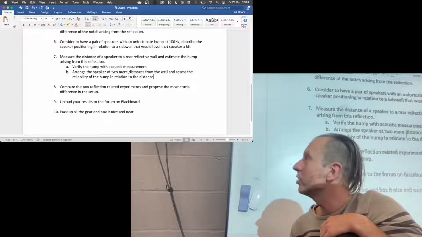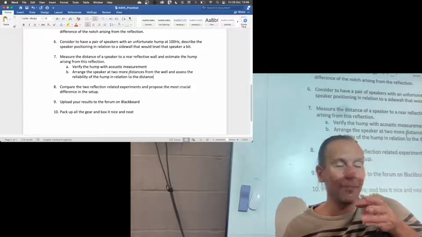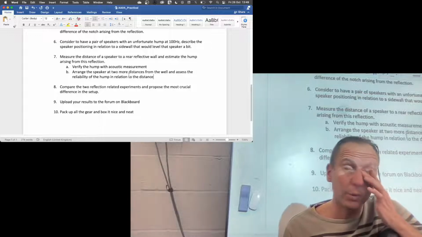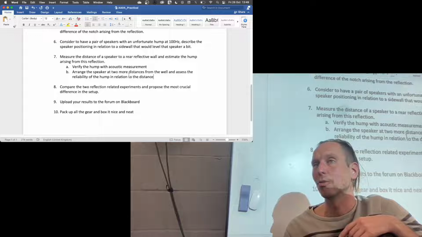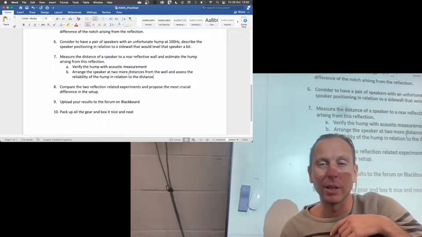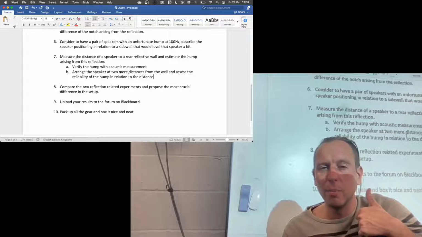So we're going to do a similar thing, but with the difference that now we're going to have a speaker with the back wall, and we're going to measure the distance, and then try to do the same thing. We don't put it deliberately at a given distance. So we estimate the hump, measure the hump, verify the hump.